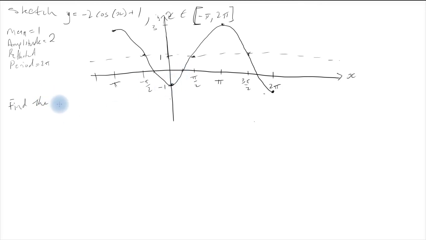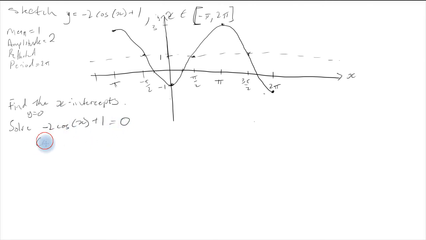Find the x-intercepts. Now to find the x-intercepts, we have to set y to be 0. So y is 0 for the x-intercepts. In other words, we need to solve -2 cosine x plus 1 equals 0, because y is 0. So let's rearrange this.